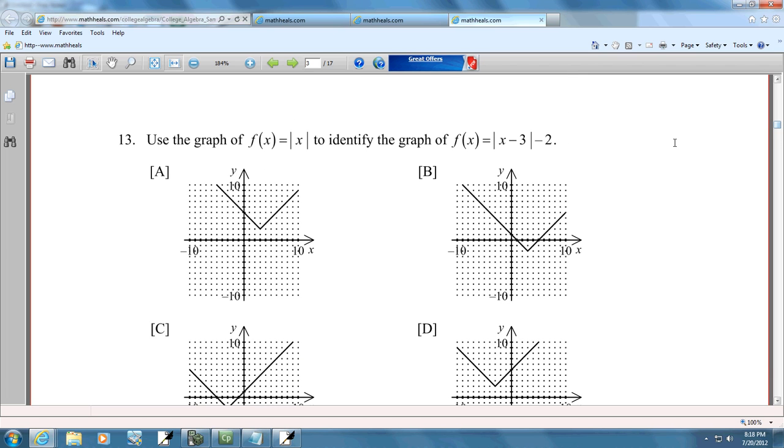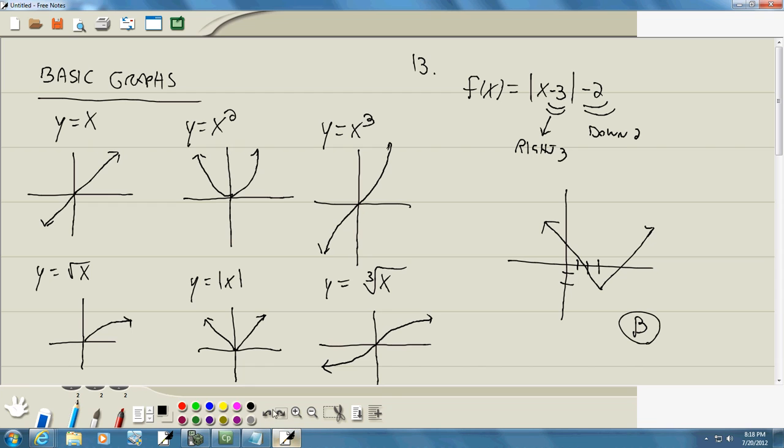Okay, let's say you didn't remember that about the shifts. The reason why I give you these other basic graphs is you could have any of them on a final exam. The important part is just knowing what these numbers do. Numbers at the very end, up or down. Number inside with the x is left or right, opposite what you think, unless you think backwards. So let's graph this.